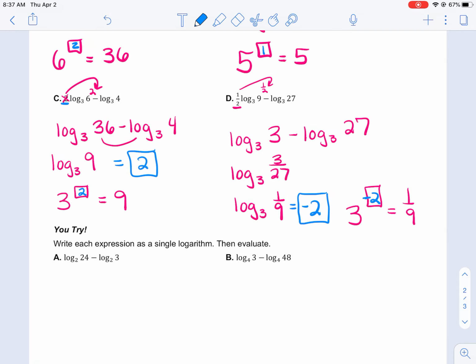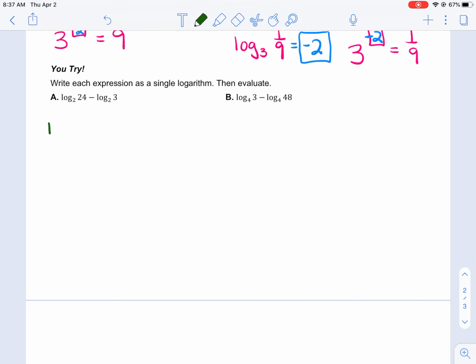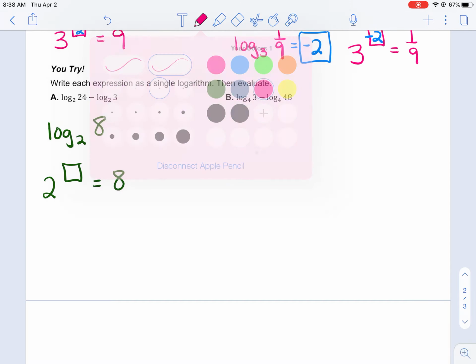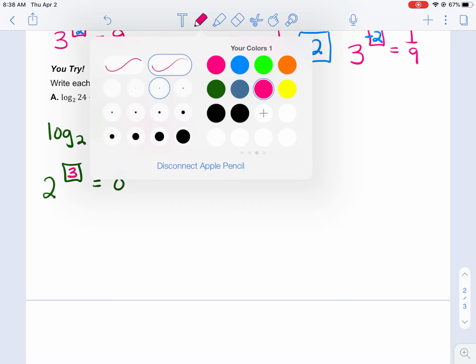Okay, so I'd like you to go ahead and pause the video, try the last 2 problems, and then just fast forward to the end to check your answers. And I'm going to zip through these. So we have log base 2. This one would be 24 divided by 3. 24 divided by 3 is 8. And then once we condense, we can go ahead and evaluate. So 2 to what power is 8? 2 to the 3rd. And so the answer is 3.